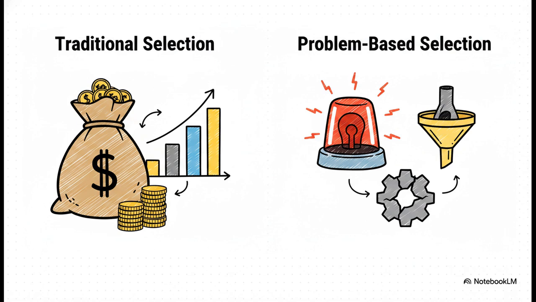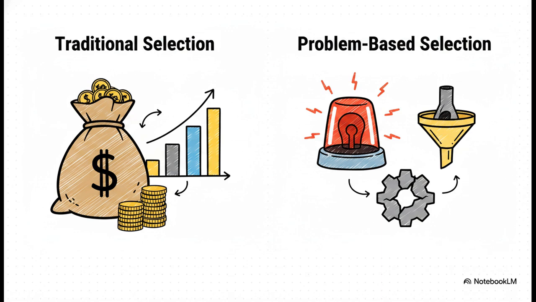The first is traditional selection. This method essentially says, follow the money. It relies heavily on financial and volume metrics, usually utilizing ABC analysis. You look at your total annual production volume, your profit margins, and you select the product family that accounts for the largest proportion of your company's turnover. It's fantastic for maximizing financial impact.